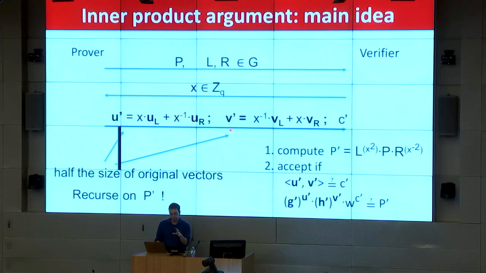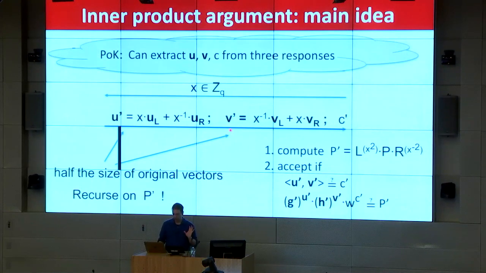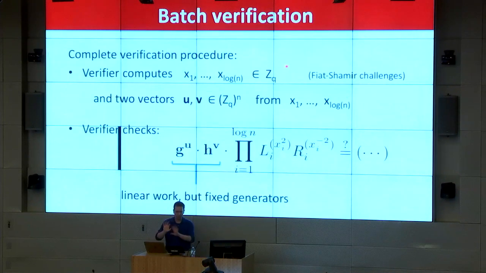I'll just say one thing. This inner product proof is an iterated proof where at every step we shrink the dimension by a factor of 2. So we go from proving an inner product of n-dimensional vectors to proving an inner product of n over 2, n over 4, and so on, which is why the proof is of size log n. But at the end of the day, you're convinced that the inner product works, and the way you prove that this is a proof of knowledge is by constructing an extractor. Oddly, the extractor seems to need 3 responses to do its extraction, but so be it. I'll skip over that. All right. So when you do all that, there's this inner product proof and there's a range proof that goes with it.